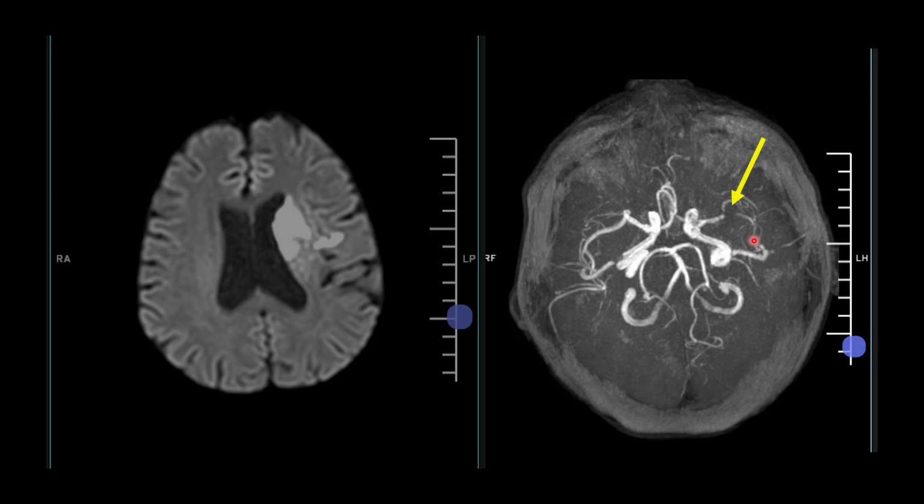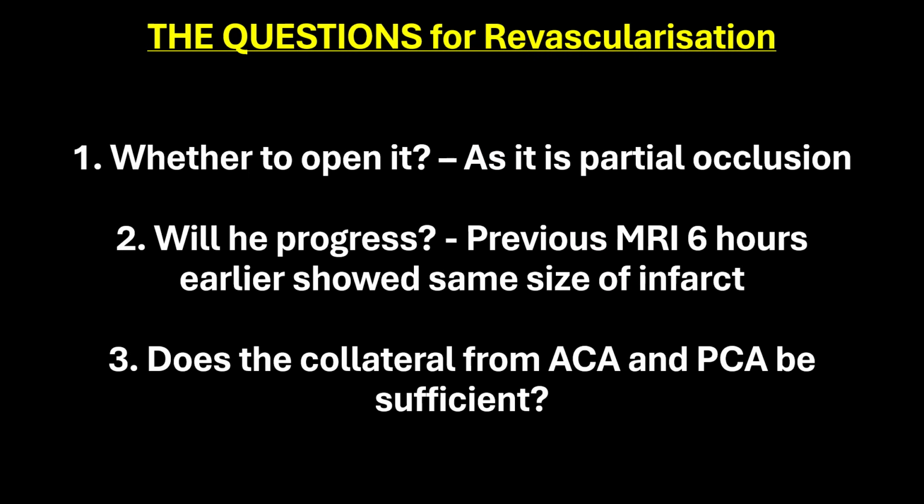There is similar area of M1 occlusion. There was similar area of infarct tissue. After 6 hours, when we are repeating it in our hospital, we are able to see the same thing. Now the question is whether to open it.